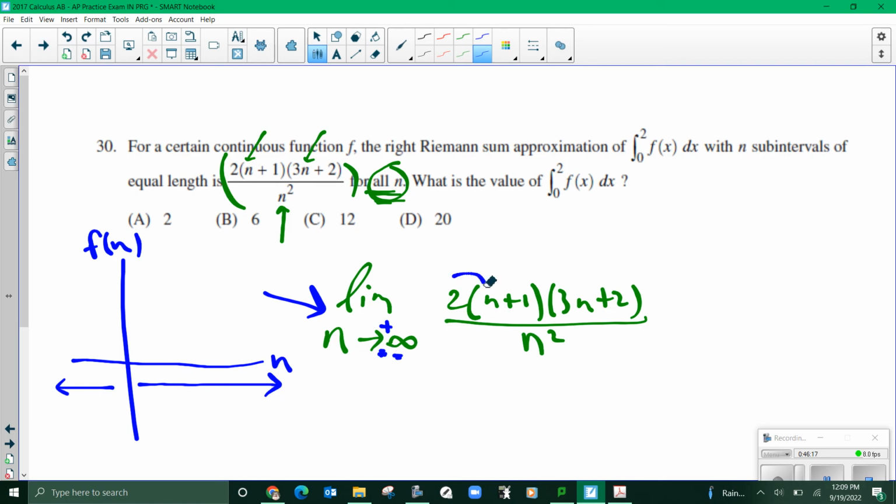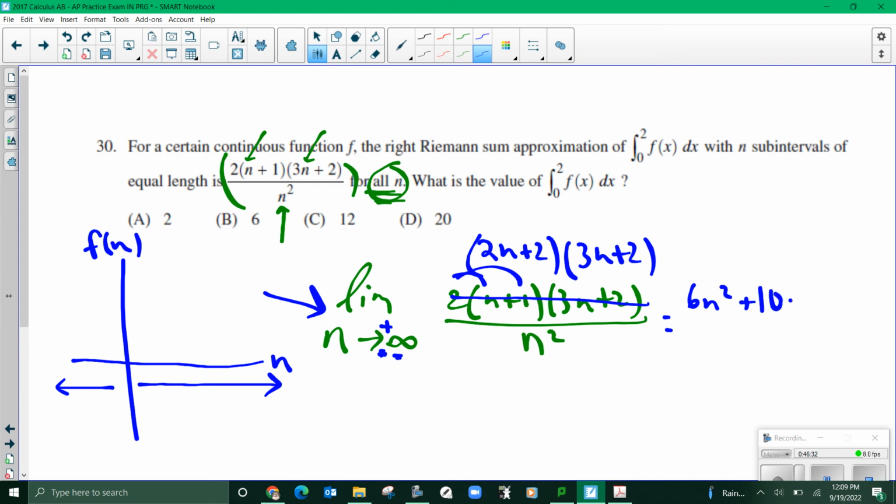We have 2n plus 2 times 3n plus 2. If I FOIL that, I'm going to get 6n squared plus 4n plus 6n, so that's plus 10n plus 4, all over n squared. Again, if we're taking infinity, just like one of the problems we just did, I only want the biggest term. The biggest term at the top is 6n squared. The biggest term at the bottom is n squared. Let's simplify it. Boom.